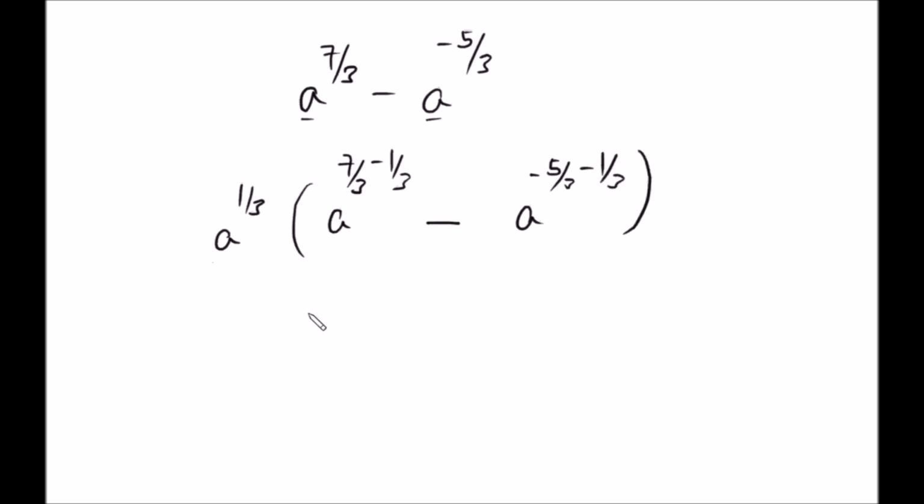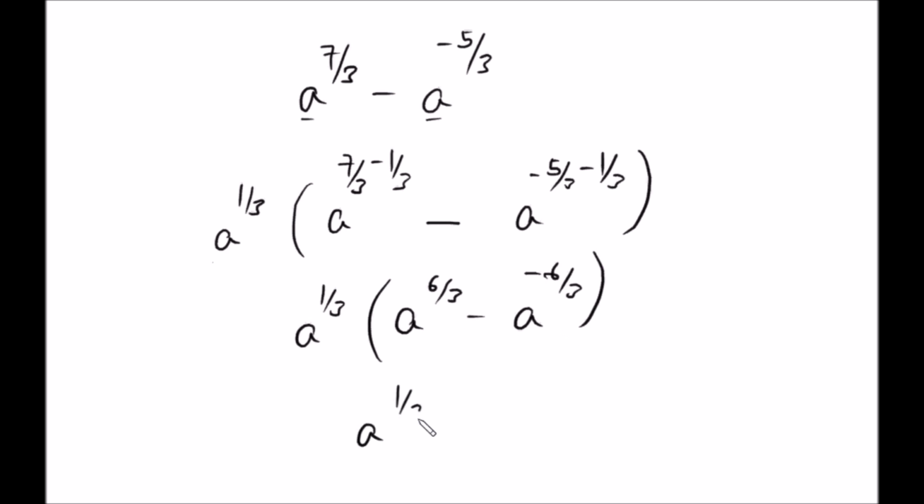So what am I going to do now? I will factor out a power 1 over 3. So when I factor out a power 1 over 3, here I remain with 7 over 3 minus 1 over 3, because I have divided, that is, factored out a power 1 over 3, you have divided a power 1 over 3 with this, then you have divided a power 1 over 3 with this. So remember when we divide exponents, what do we do? We subtract them. So here it will be negative 5 over 3 minus 1 over 3. So here we remain with a power 1 over 3, and inside we remain with a power 6 over 3 minus a power negative 6 over 3. So 6 over 3 is 2, so it becomes a power 1 over 3, so we have a squared minus a power negative 2.